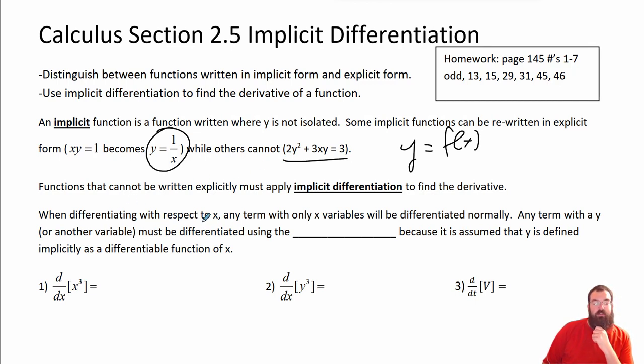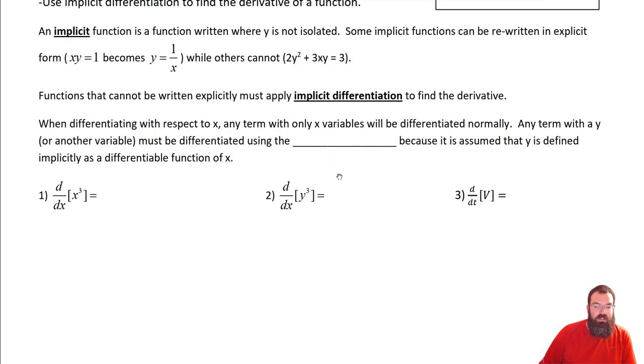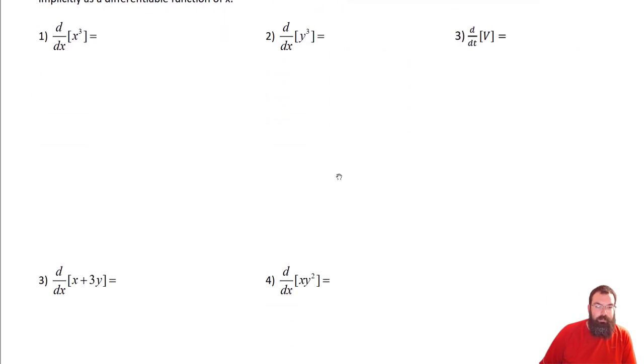When differentiating with respect to x, any term with only x variables will be differentiated normally. Any term with a y must be differentiated using the chain rule, because it is assumed that y is defined implicitly as a differentiable function of x. I'll explain what that means. You should have an idea of how to do it, but that doesn't mean you understand why we do it.